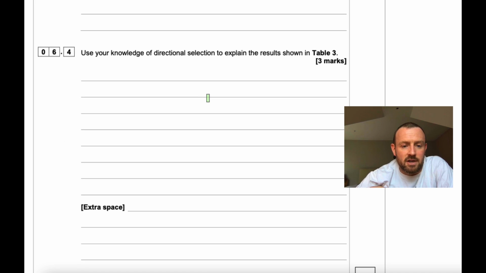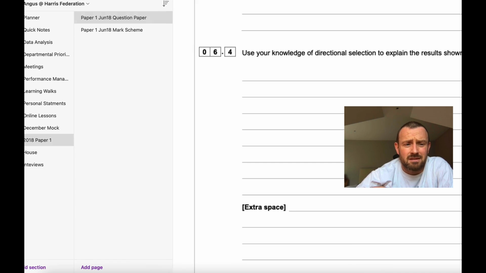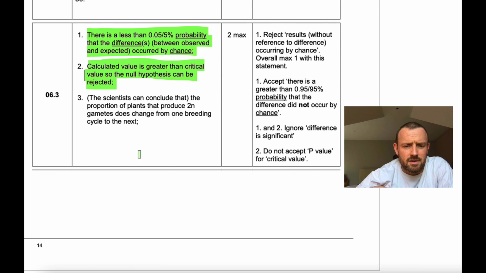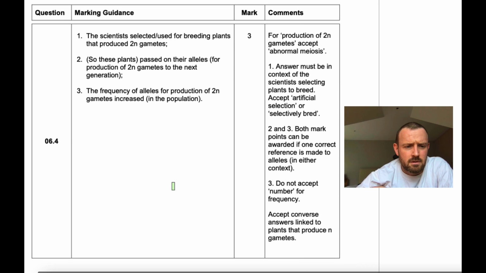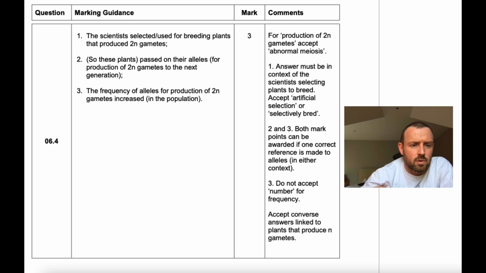Use your knowledge of directional selection to explain the results shown in Table 3. Well, essentially, we are doing directional selection. Humans are the selective pressure. So there's a strong selective pressure that causes a change in the allele frequency. I think those are the words that we need. Yeah, so we need to talk about the frequency of alleles increased.